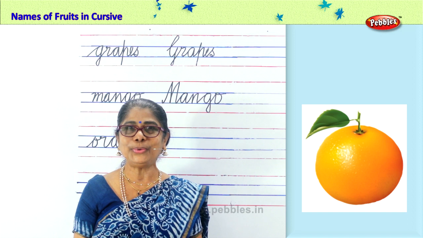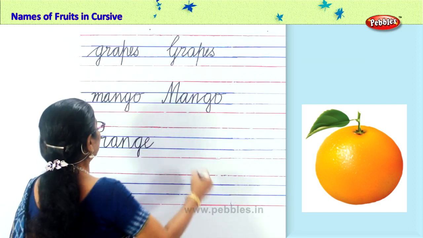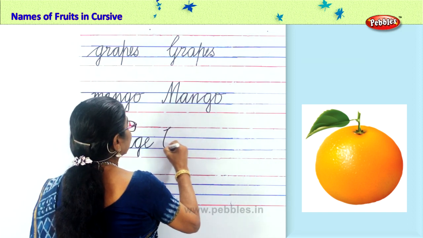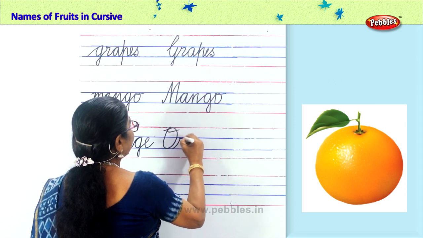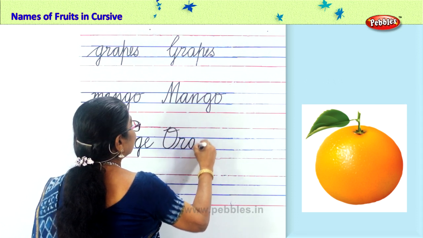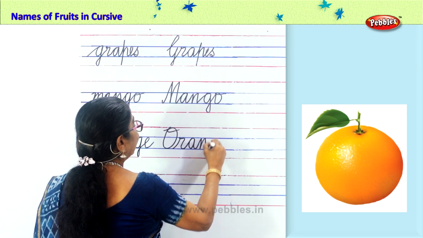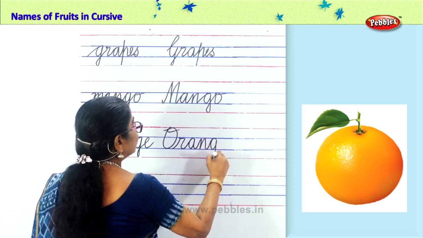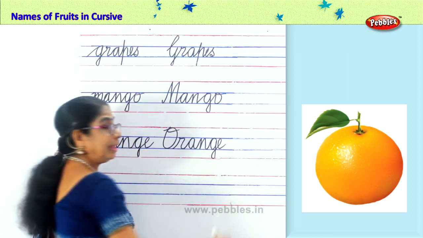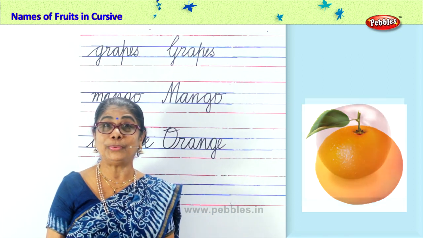It's a color and a fruit. Let's write the O capital. O, R, A, N, G, E. Orange. Let's take another fruit.